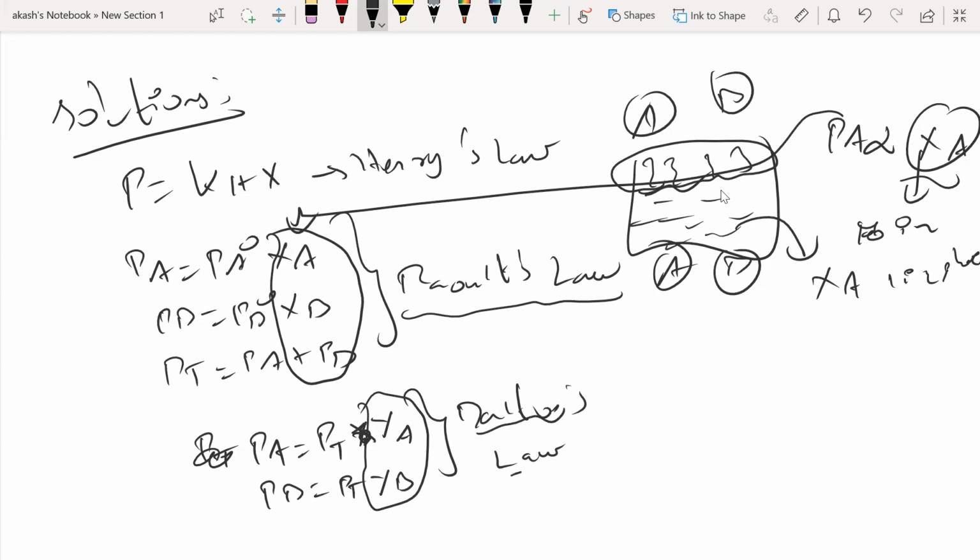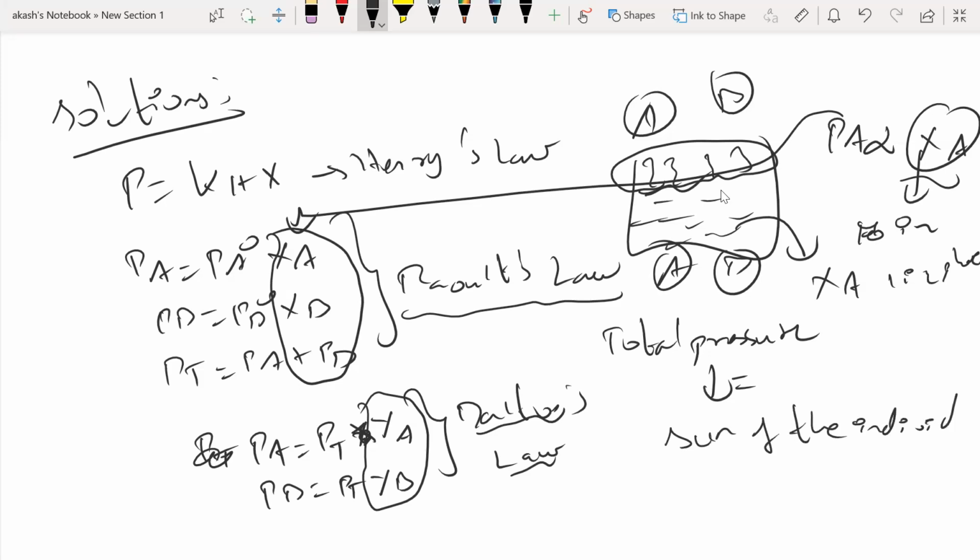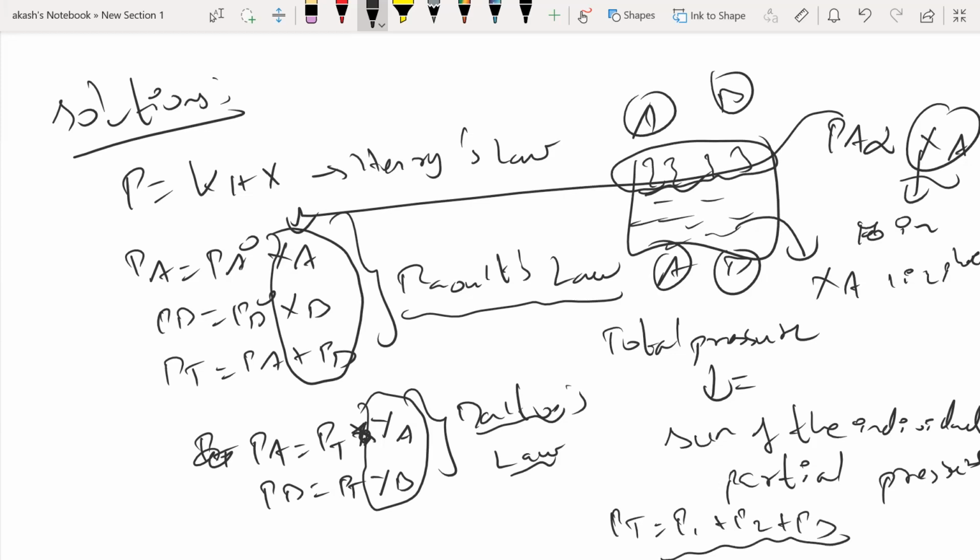What is Dalton's law? Dalton's law is very simple. Dalton's law says, if I have a mixture of gases, say two or three gases are mixed, the total pressure of the system is directly proportional, not directly proportional, is equal to the sum of the individual partial pressures. If I have two or three gases present, the total pressure of these gases is equal to the sum of the partial pressures of the gases. P1 is the first gas's partial pressure. P2, P3 is the second and third gas's partial pressure.